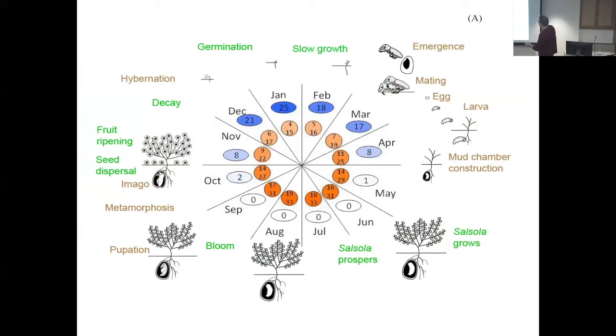And this in blue is the rainfall. And these are the average temperatures. So they grow together, the weevil and the plant. Small together, big together.